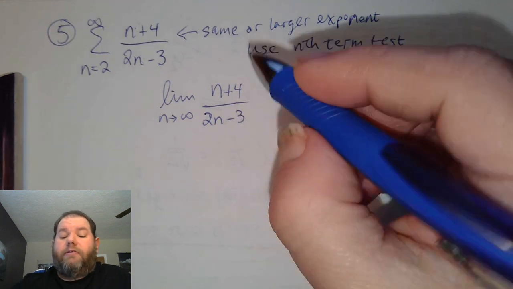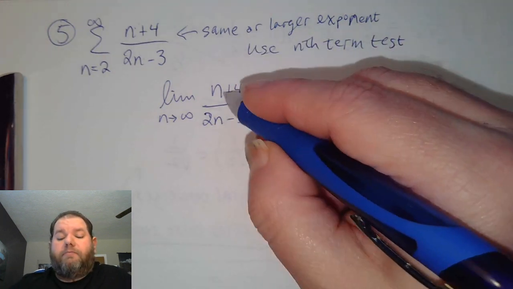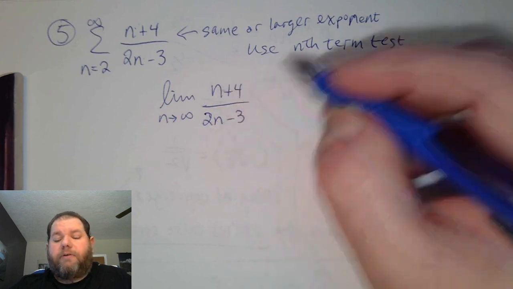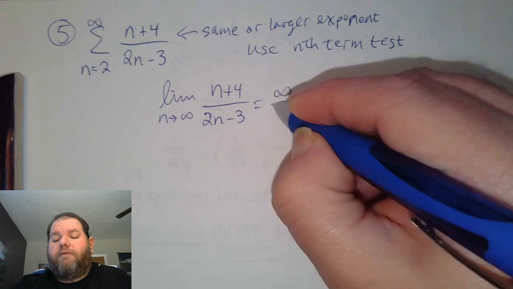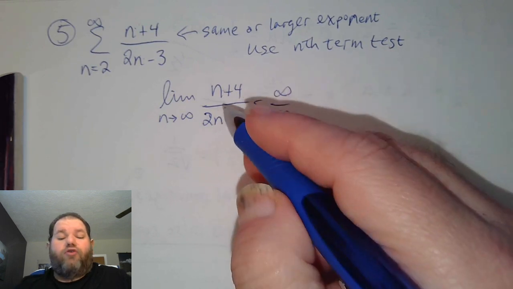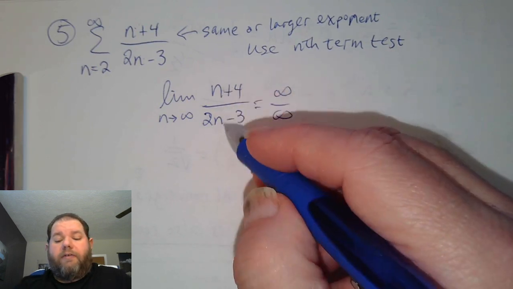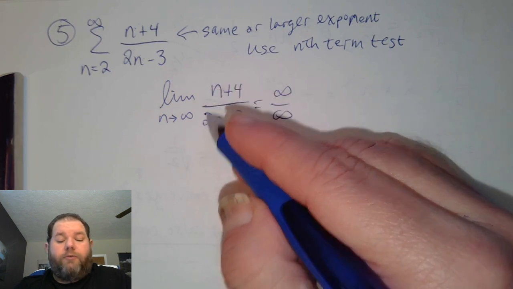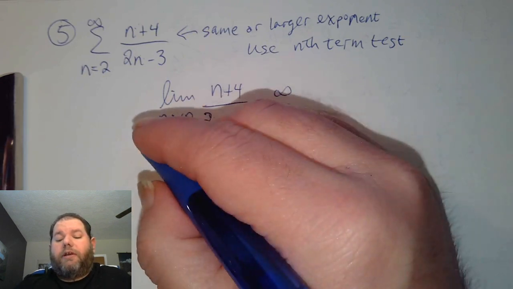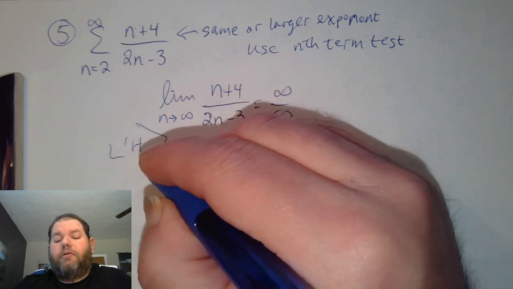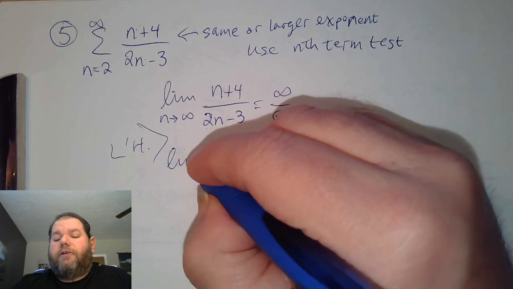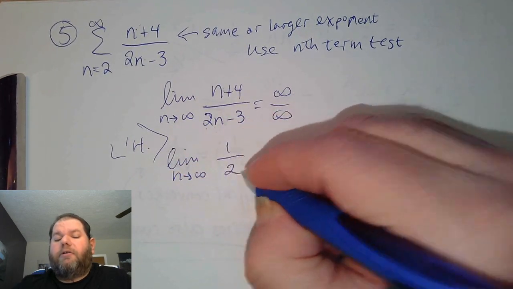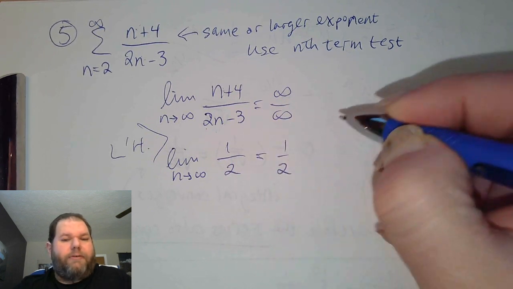What happens here is that we have the same variable top and bottom, n to the first power. So this is infinity over infinity. So you can either use the shortcut that we talked about, where if they have the same exponent, then the ratio of the coefficients is the limit, 1 over 2. Or if we like, we can use L'Hopital's rule, which says we can just differentiate the top and the bottom separately and then get our limit from there, which is still 1 over 2.